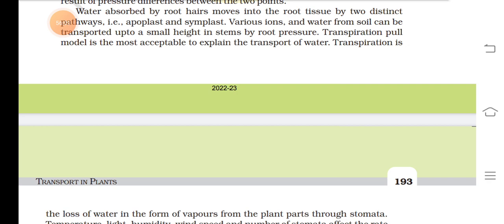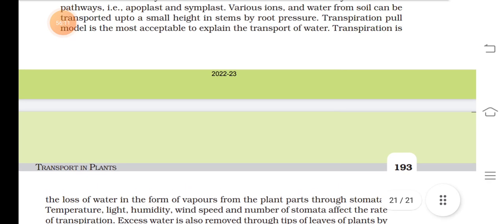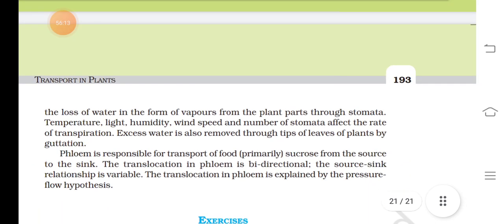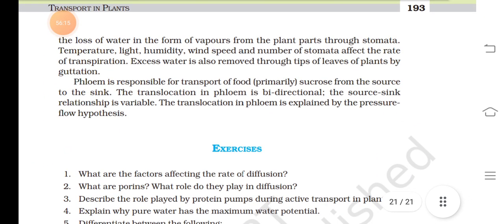Transpiration pull model is the most acceptable to explain the transport of water. Transpiration is the loss of water in the form of vapor from the plant parts through stomata. Temperature, light, humidity, wind speed, and number of stomata affect the rate of transpiration. Excess water is also removed through the tips of leaves of plants by guttation.